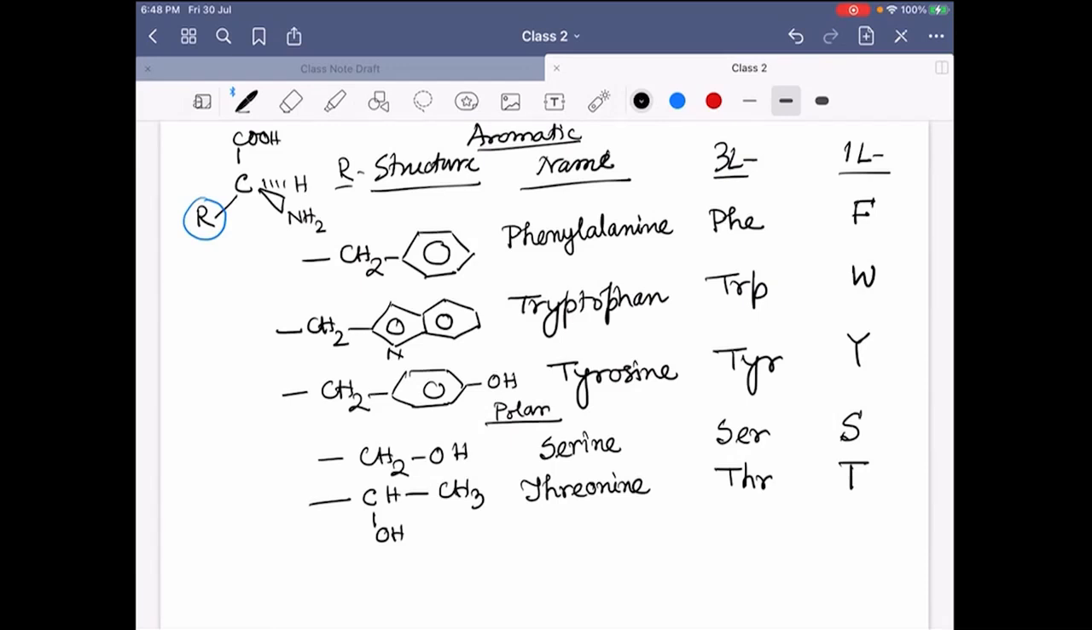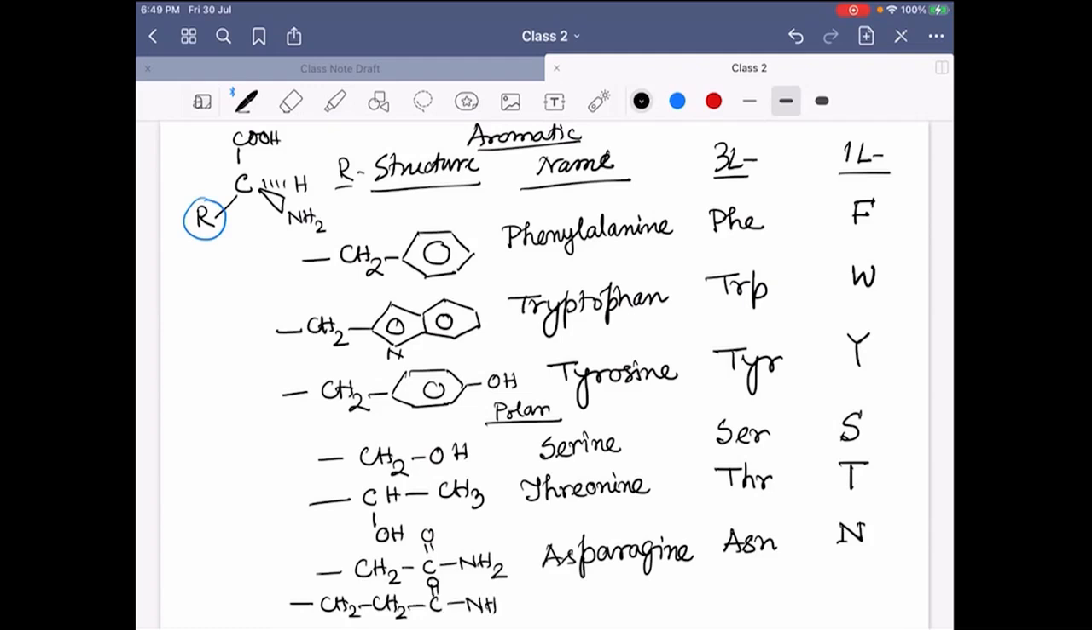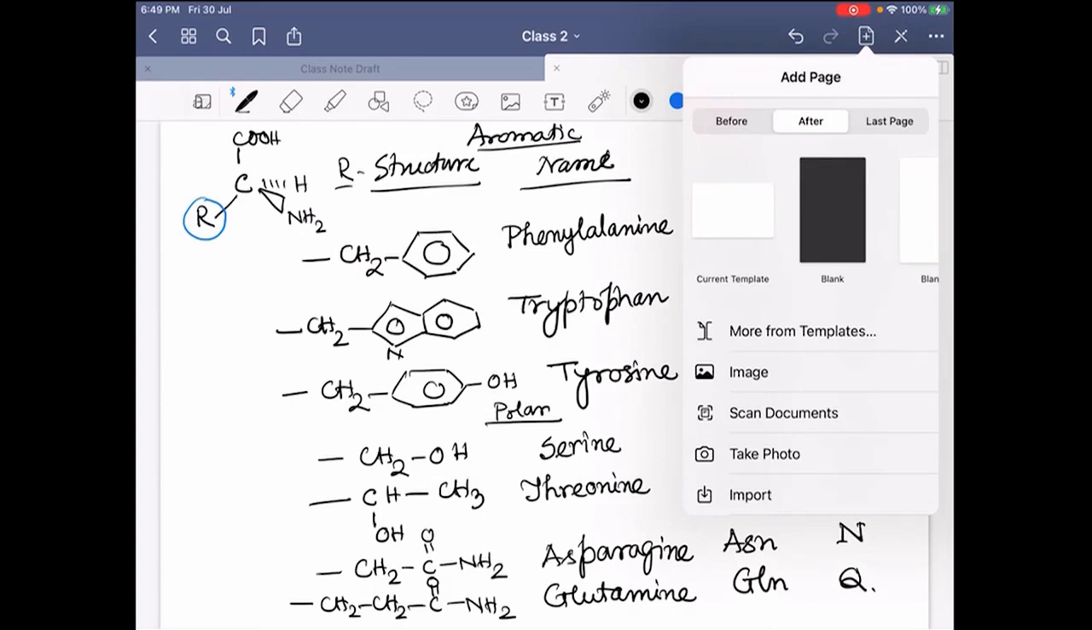And additionally, we can have two other compounds, which have amide bonds. CH2, and then an amide bond. This name is asparagine. Three-letter code ASN, one-letter code N. And then there will be another variation of it, where instead of one carbon, there are two carbons in between, and then you have the amide bond. The name of the system is glutamine. The three-letter code is GLN, one-letter code is Q. So with this, we complete the aromatic and polar set of the molecules.